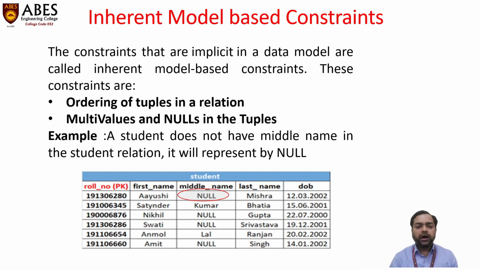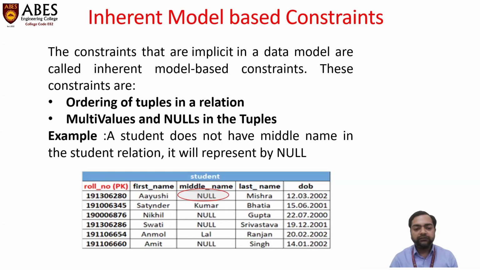For example, one of these constraints is the ordering of tuples in the relation. We have already discussed in the previous lecture that the order of the tuples in the relation does not matter. If we have two relations and the order of tuples in the same relation is different, can we say that the relation is different? No, right? So in a relation, the order of the tuples does not matter.